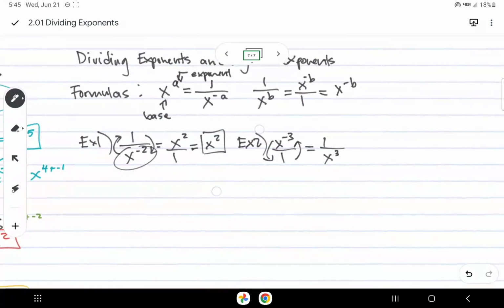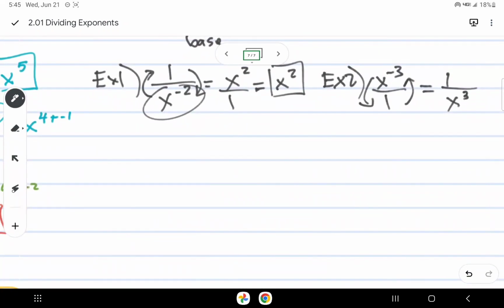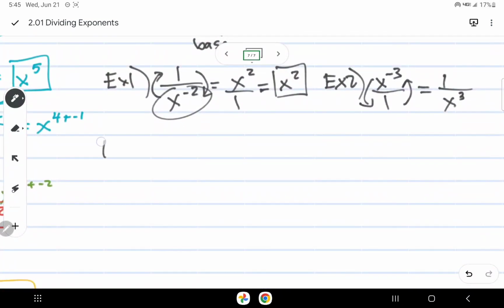All right, so hopefully that makes more sense. And we'll go on and proceed with dividing exponents. In dividing exponents, the formula here is x to the power of a over x to the power of b is equal to x to the power of a minus b.